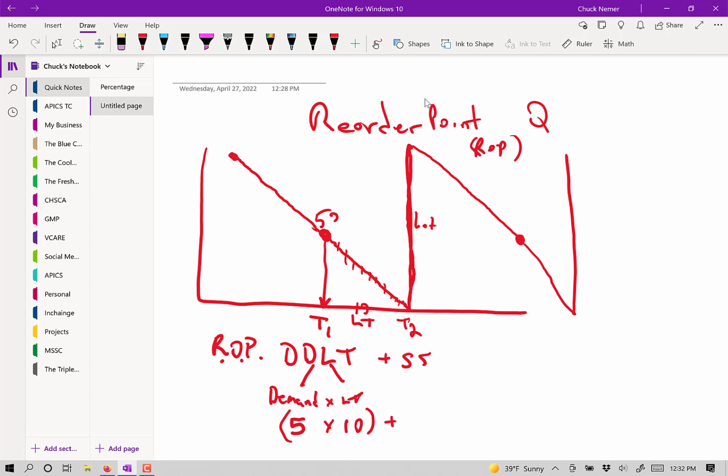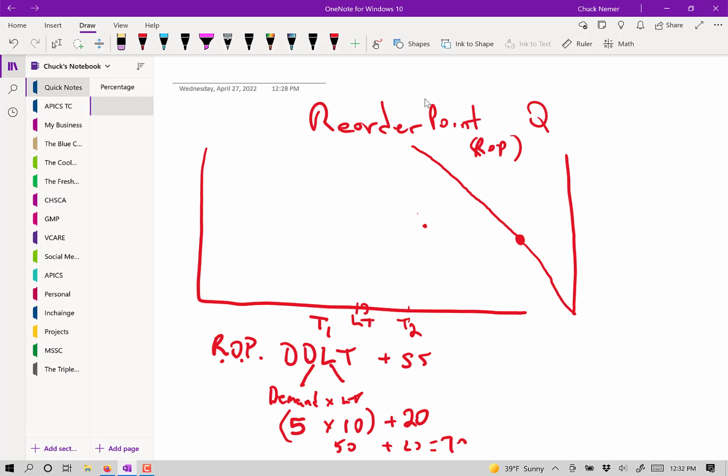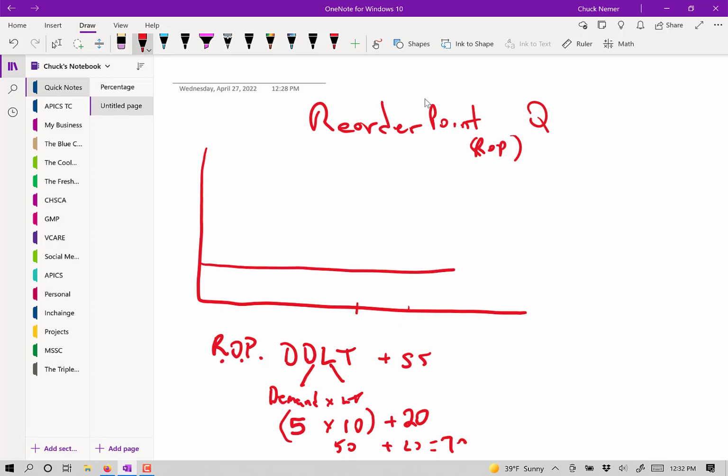Let's say for safety stock, we decided to carry an additional 20. So it'll be 5 times 10 is 50, plus 20 equals 70. We would set our reorder point at 70. Let's clean this out a second and walk through this. We'll put our safety stock in at 20, and let's say we've got 110 on hand at the moment.